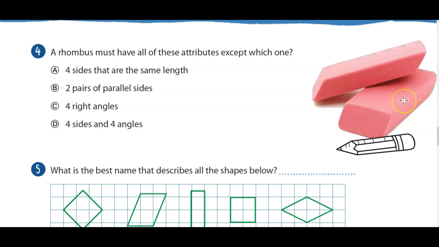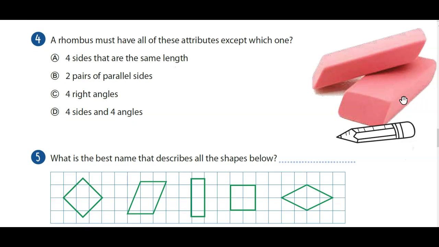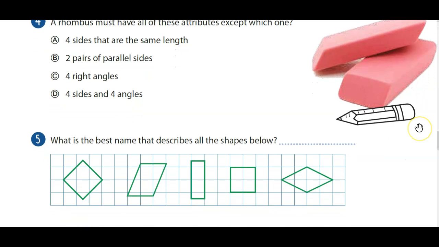A rhombus must have all of these attributes except which one? So all 4 sides are the same length, yes. 2 pairs of opposite sides, 2 pairs of parallel sides, yes. 4 sides and 4 angles, correct. The only thing that it doesn't need is this, 4 right angles. Not all the time. Which is the best name that describes all the shapes? A quadrilateral. That's it.